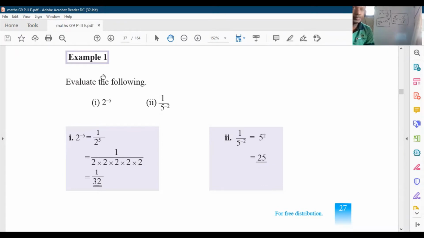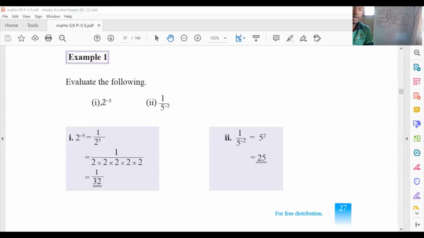Example number 1. Evaluate the following: 2 to the power negative 5. Here you have to convert it into a positive index first, because you can't find the value of a negative index power. So you convert it into a power of positive index.